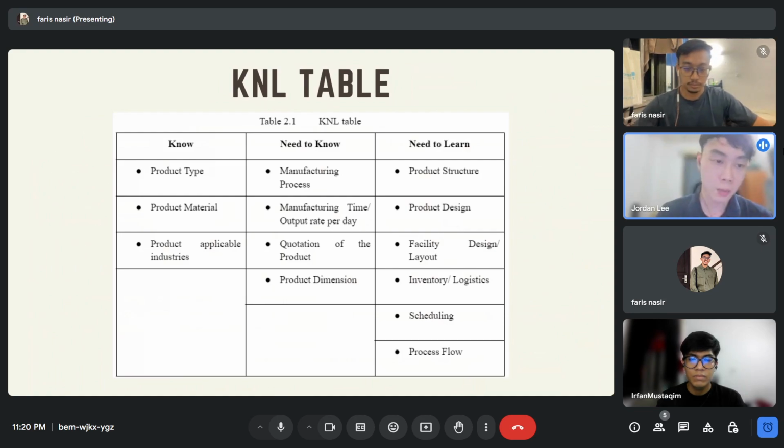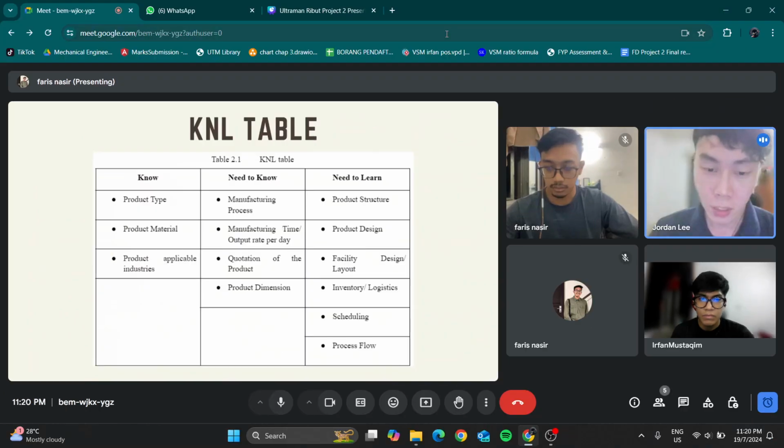So this is the KNL table. First, we already know the product type, product material, and the product applicable industries. What we need to know will be the manufacturing process, manufacturing time, output rate per day, quotation of the product, and also product dimensions. What we need to learn will be the product structure, product design, facility design layout, inventory, logistics, scheduling, and process flow.